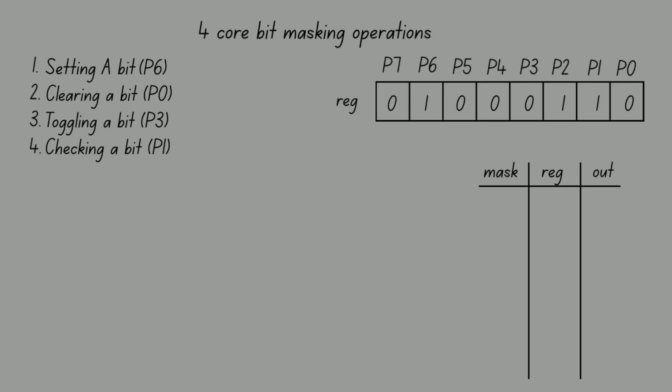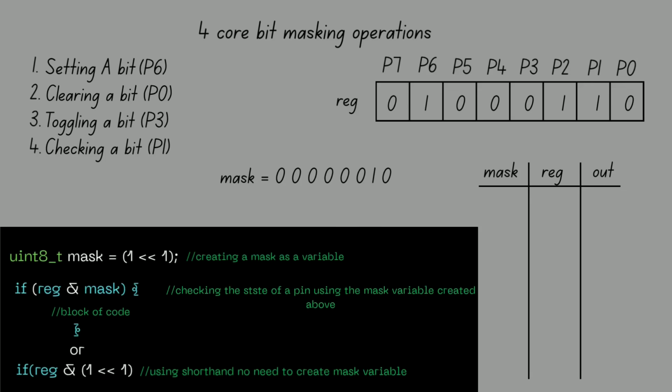Instead, we simply want to know whether a particular bit is currently set or cleared. This is done using the bitwise AND operation with a mask. We create a mask where only the bit we want to check is set to 1. When we perform an AND operation between the register and this mask, the result will be non-zero if the bit is set and 0 if the bit is cleared.